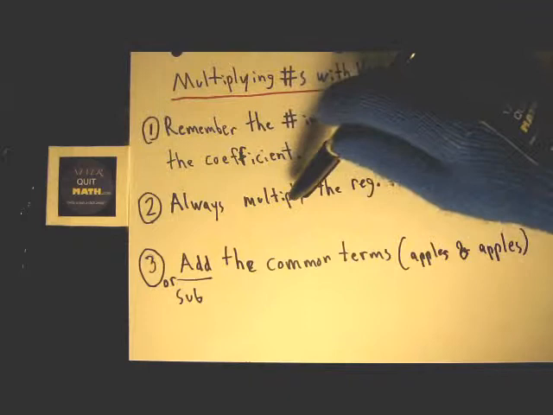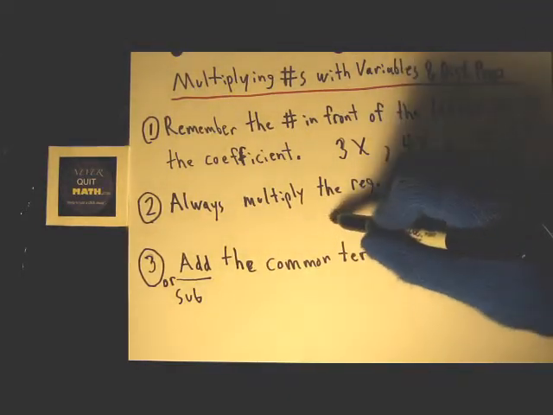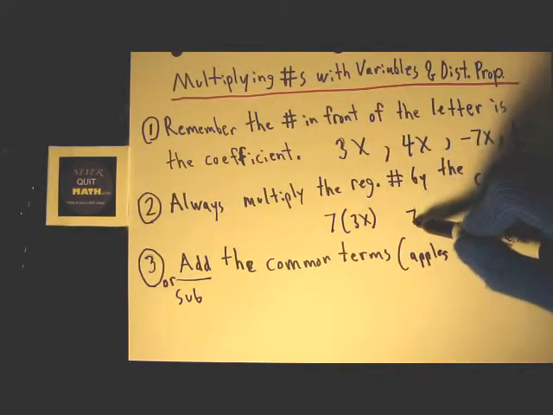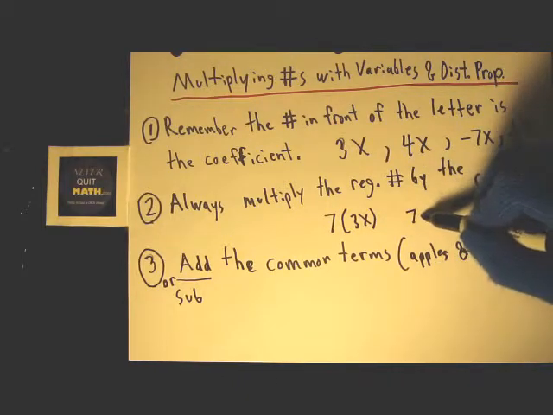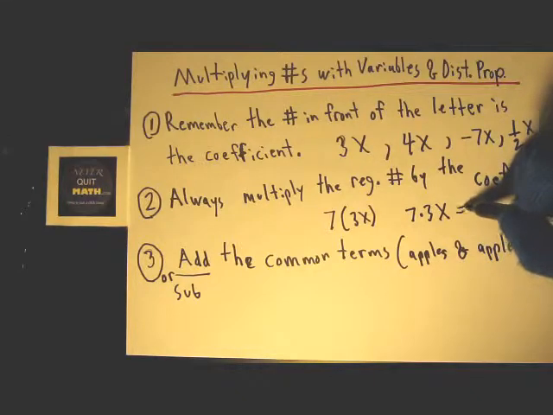Secondly, always multiply the regular number by the coefficient. What do I mean by that? If we have 7 times 3x, all we do is 7, which is the regular number, times my coefficient, 3, and then we keep our x right there. So that would be 21x.